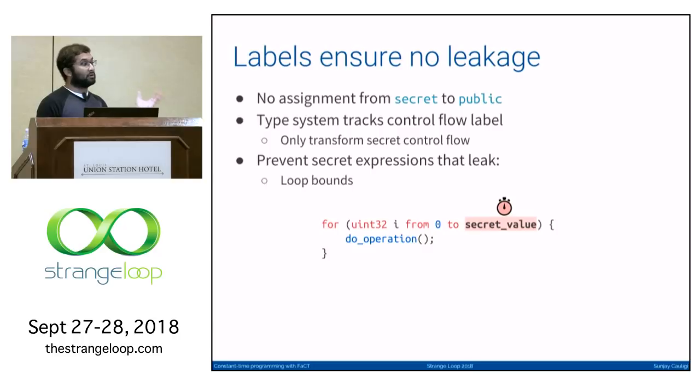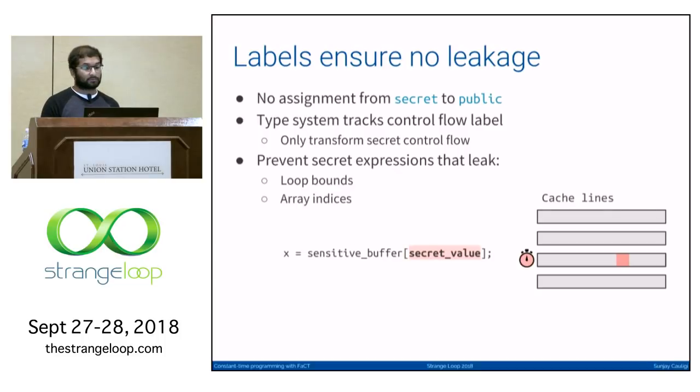So like I talked about bounding your loops with secret data. This would be disallowed by the FaCT compiler, because you're bounding your loop with a secret value. But if you're bounding it with a public value, that's totally fine. And inside of that loop, you can have some secret conditions so that you're only doing things when you need to.